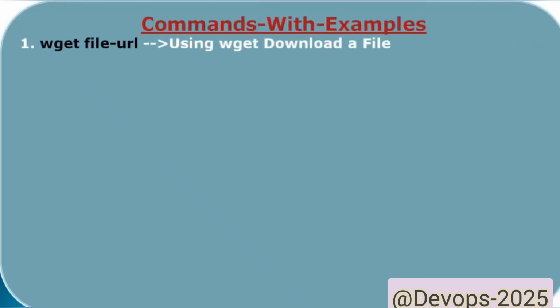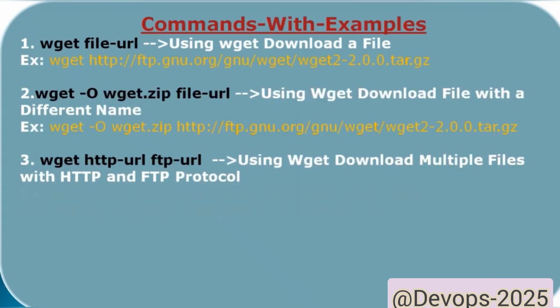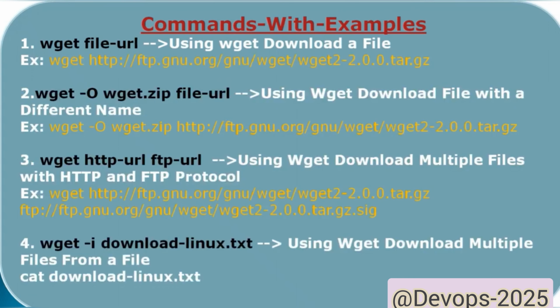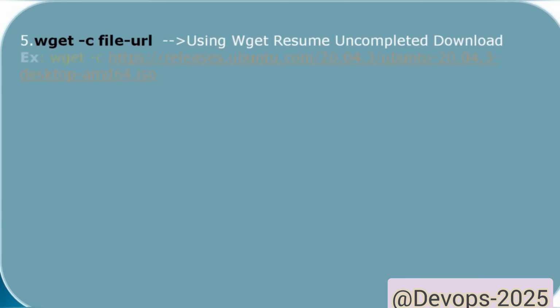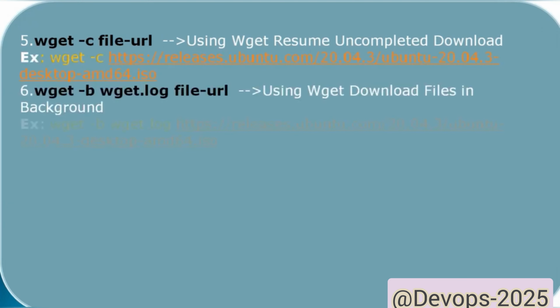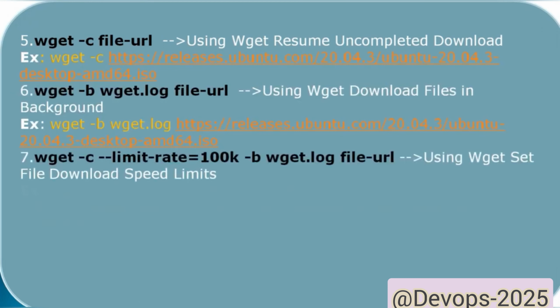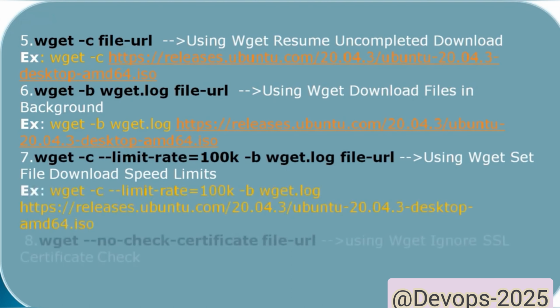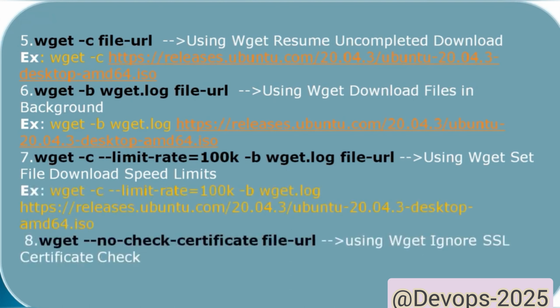So here is the table of contents with the examples, which are the commands we use frequently. Here are a few examples. Let's play with all these commands: how to download files, how to download files with a different name, and how to check whether the file is downloading or not. We'll see it.